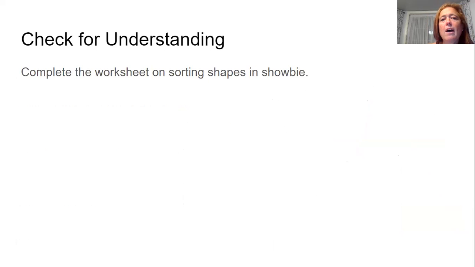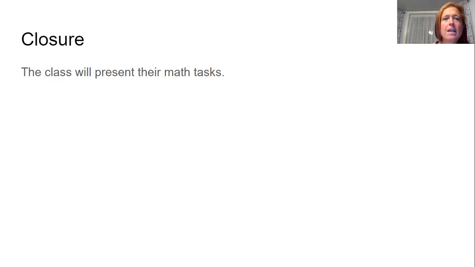So today you will have a sorting shapes activity in Showbie. While you're sorting the shapes, you are creating your own thing, I would say. So the directions are to create something using a particular set of shapes. So as you sort those shapes, you will be creating an object. So go ahead and make sure you get into Showbie and complete that activity.